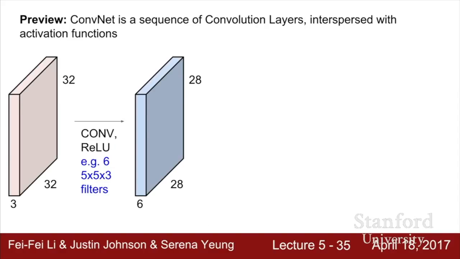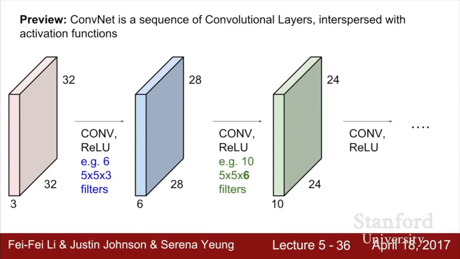A preview of how we're going to use these convolutional layers in our convolutional network is that our ConvNet is basically going to be a sequence of these convolutional layers stacked on top of each other, the same way as what we had with the simple linear layers in the neural network. Then we're going to intersperse these with activation functions, for example a ReLU activation function. So you're going to get something like convolutional ReLU, and usually also some pooling layers, and then you're just going to get a sequence of these, each creating an output that's now going to be the input to the next convolutional layer.